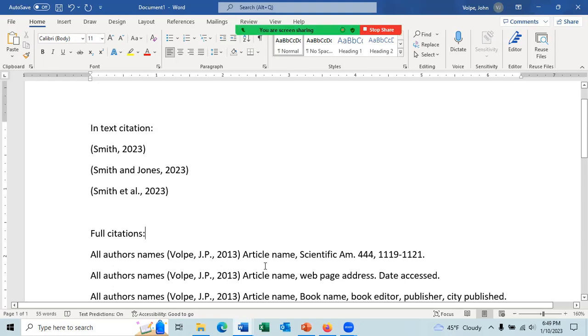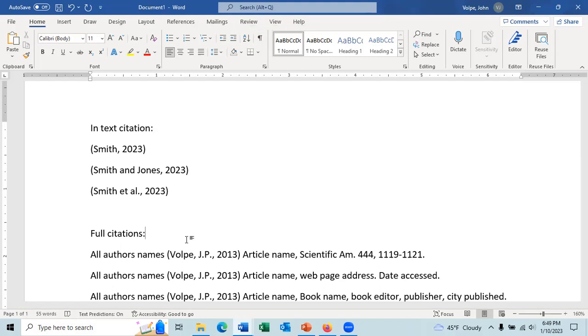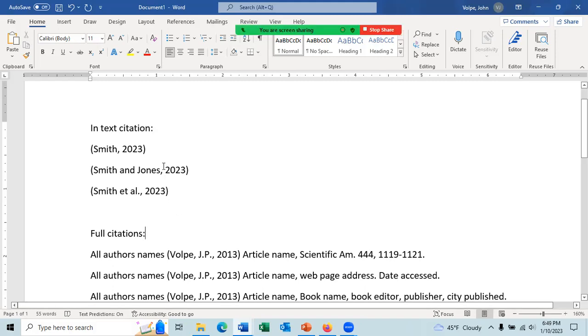Is this MLA or APA? It can be either you want. It can be a scientific citation, it can be APA citation, it can be MLA citation. If you choose one, make sure you use it all the way. Okay, don't mix up your citation styles.